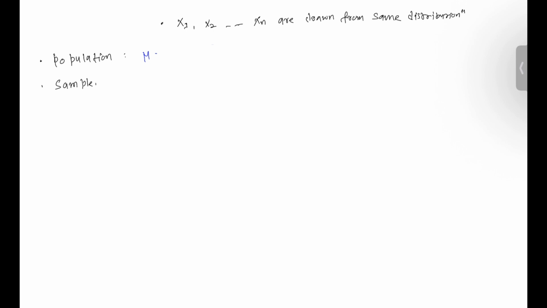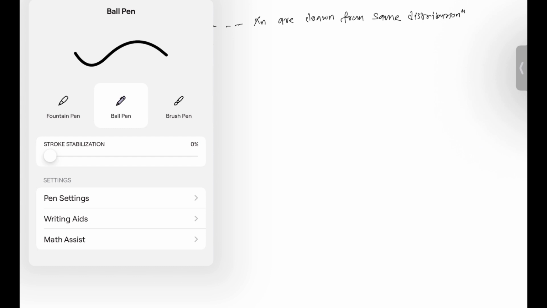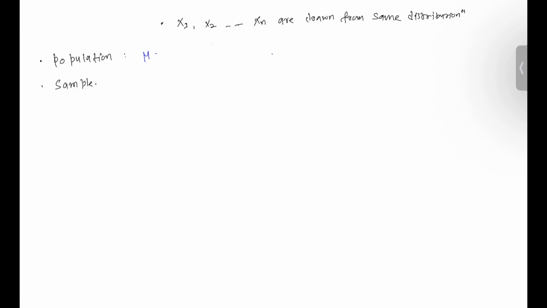That means we want to find the average height of all flowers, or maybe the average income of a country, but we don't know, right? Because we cannot measure the whole population. So what we do is we take a sample. We define our sample using the random variables x1, x2 up to xn. These are the values we got from the sample.